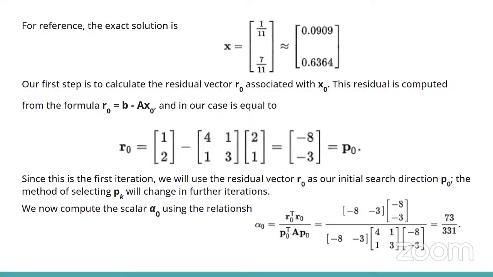Over then the P0, which is the same thing. Remember, R0 is because P0. But it's going to be a transpose of the T there. So we transpose it, then we put our value of A, and then the P0. Then when you multiply and get your solution, you have 73 over 331 as your alpha naught.